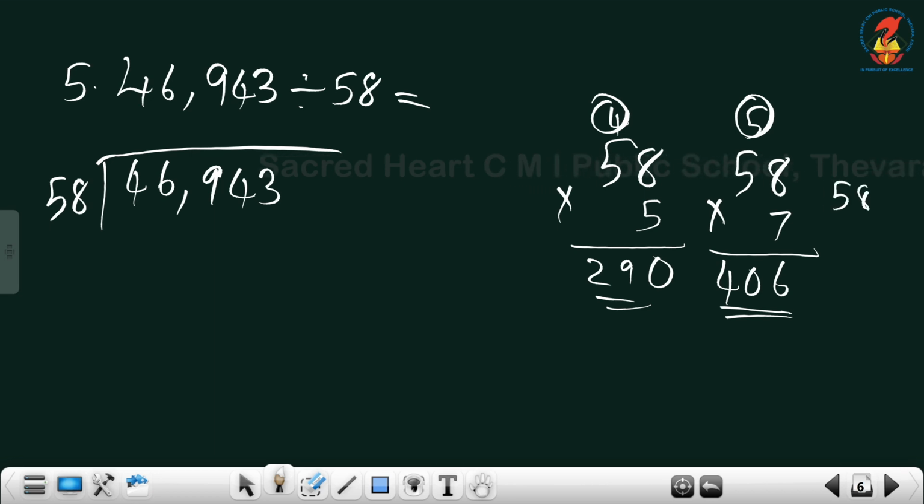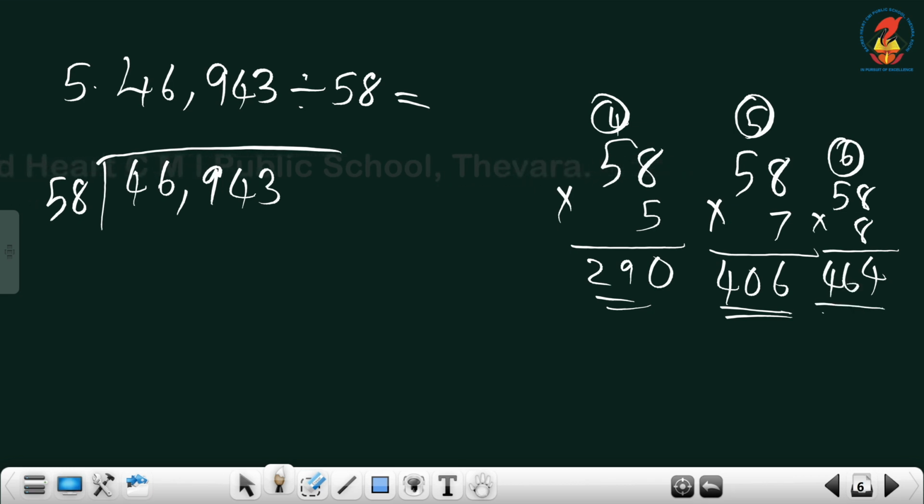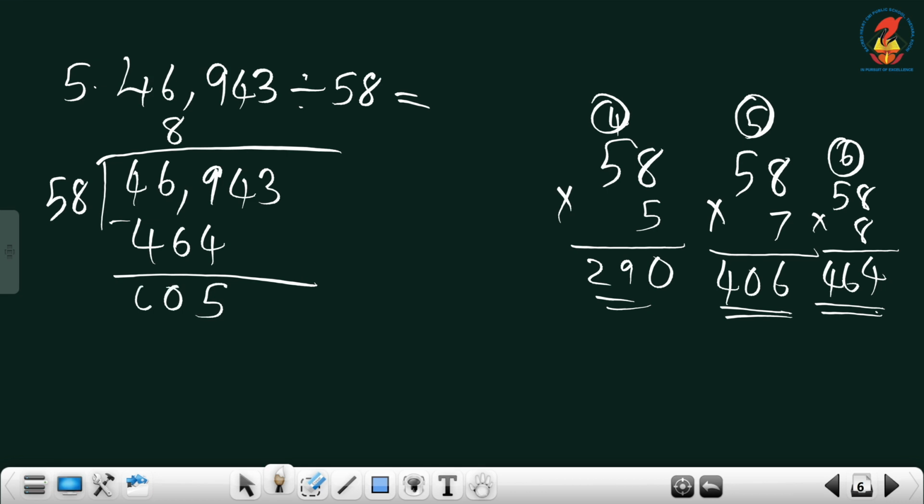406. 58 into 8. 8 8s are 64, 6. Okay, yeah. Then 58 into 8 equals what? 58 into 8 equals 464 and the remainder is 5.